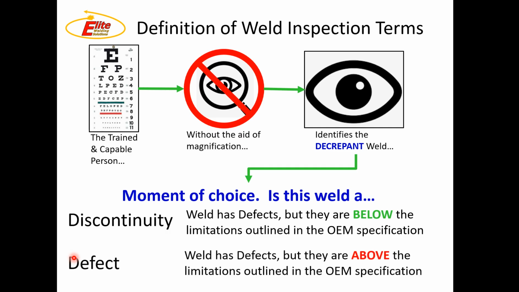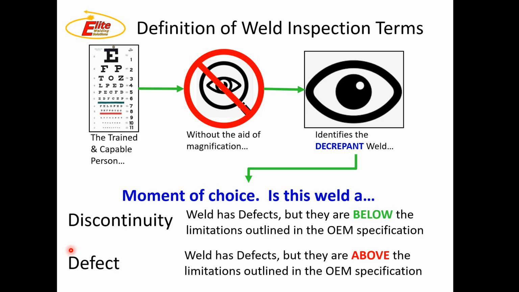The next one is the defect. Now, for example, if there's that porosity where there's holes in the weld, little visible holes, there might be a lot of those holes and they might be very, very close together. If they go beyond that, it requires a repair. If they go beyond what the OEM specification says. And we will discuss what that specification generally says later on.